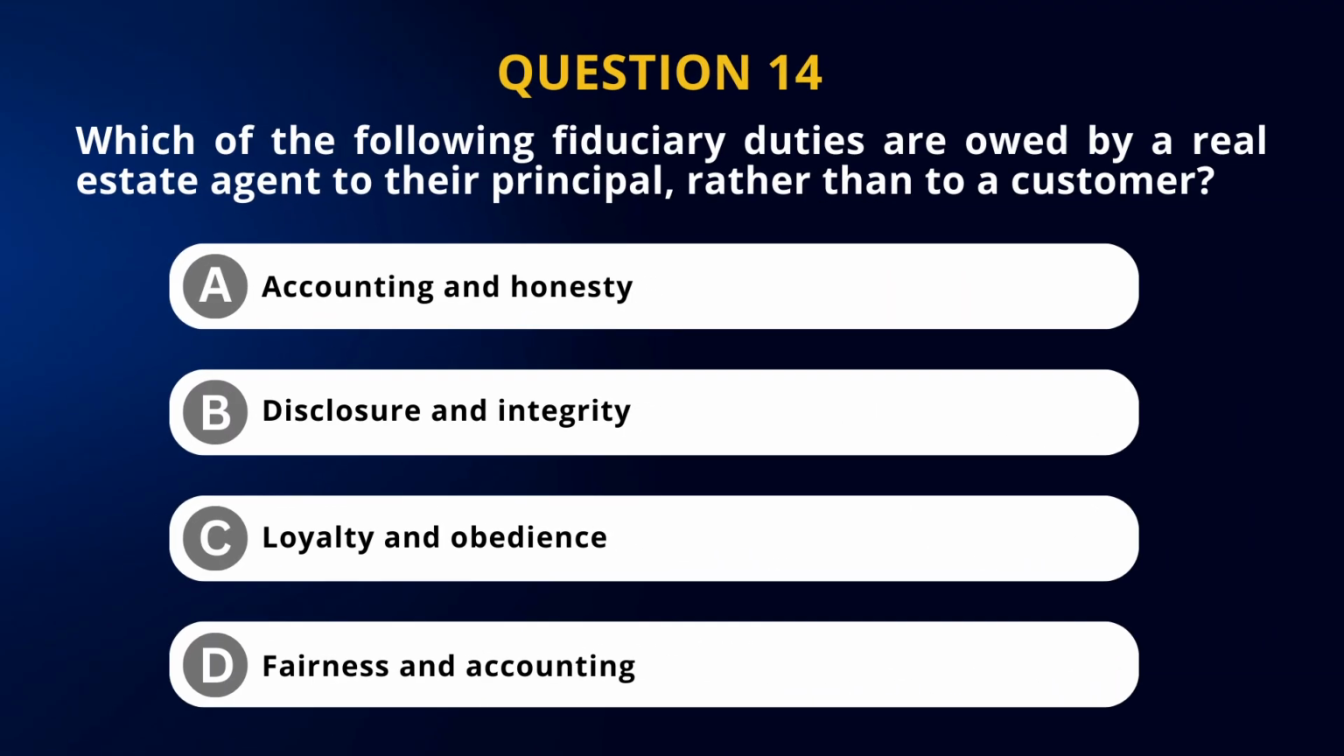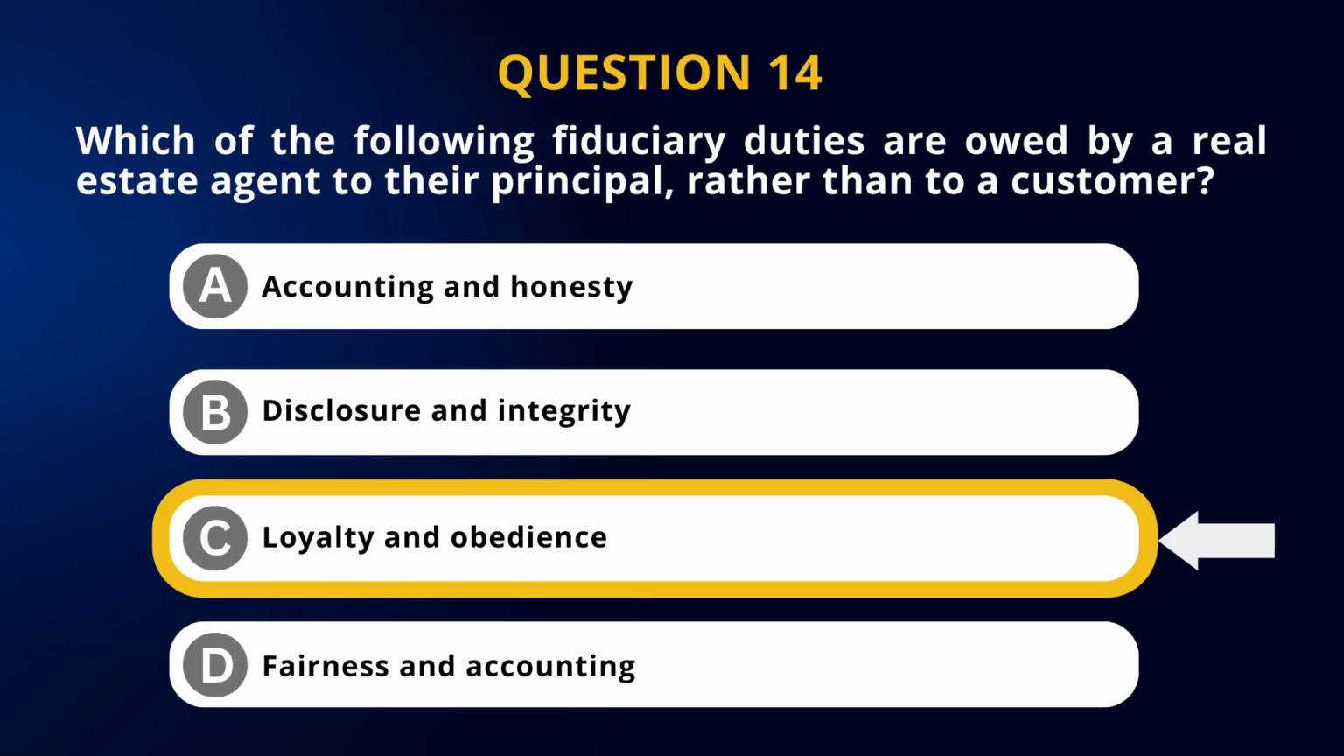Question number 14. Which of the following fiduciary duties are owed by a real estate agent to their principal rather than to a customer? Letter A, accounting and honesty. Letter B, disclosure and integrity. Letter C, loyalty and obedience. Letter D, fairness and accounting. And the answer is letter C, loyalty and obedience.